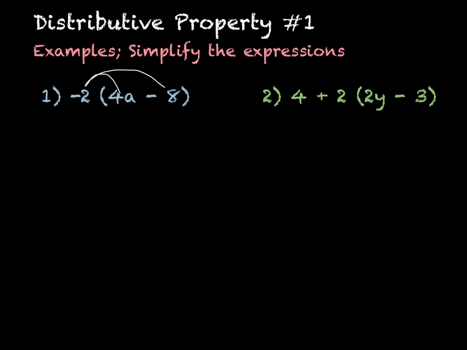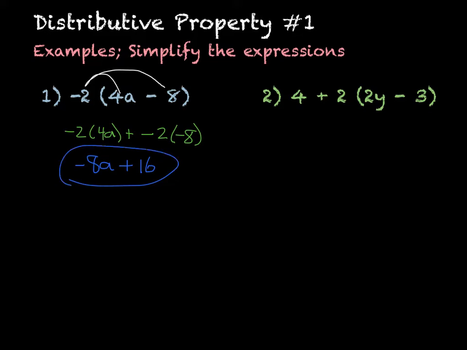So for example 1, what we would have would be negative 2 times 4a, and then we're going to add on the negative 2 times the negative 8. Then negative 2 times 4a would be a negative 8a, plus negative 2 times negative 8 is positive 16. So negative 8a plus 16.